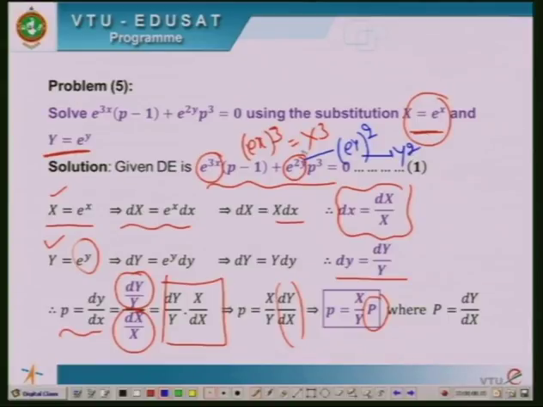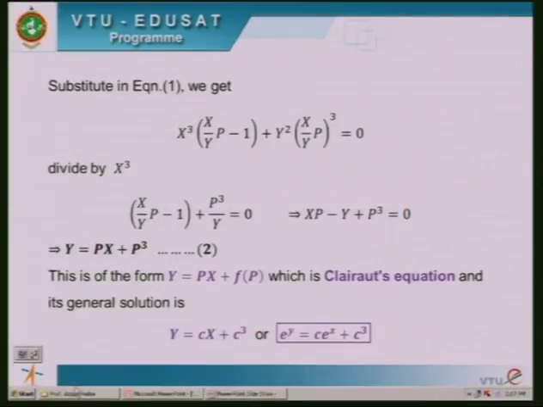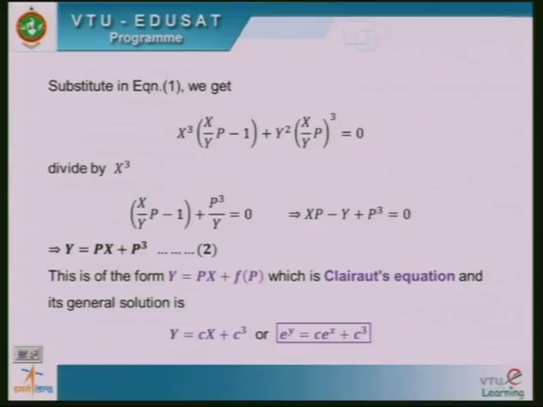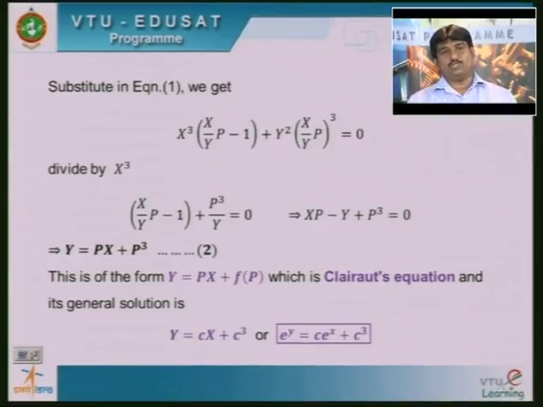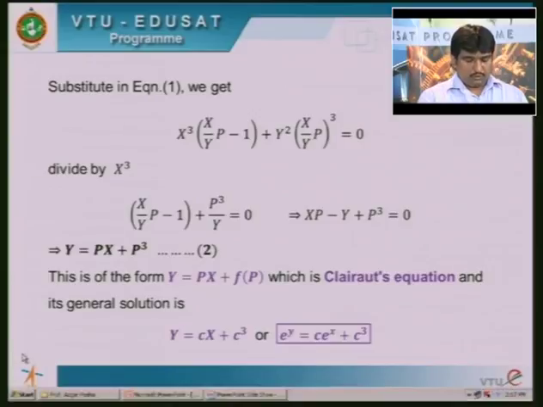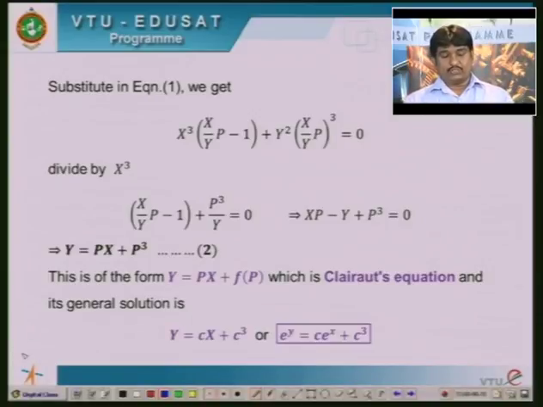So I will substitute all these things to get X cube, capital X cube into XY, YP minus 1 plus Y square into X divided by Y into capital P the whole cube equals to 0. Now divide throughout by X cube.